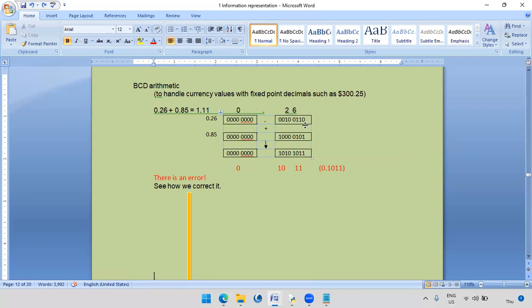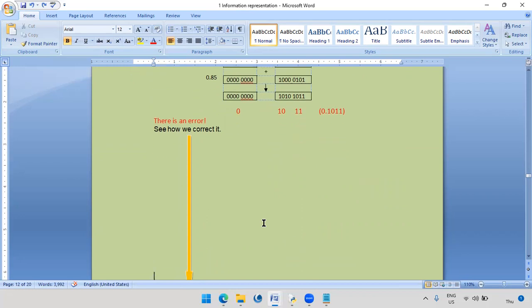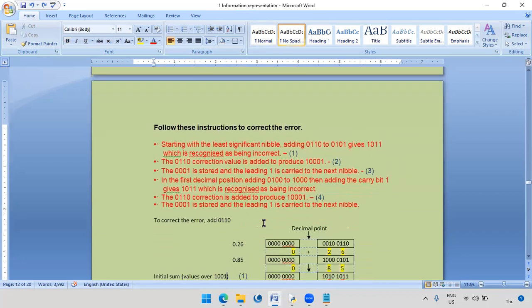And when you add up, what happens? When you add up, you get this. This table, you get 1, 0, and the value in denary, 10. And this is 11. As if it's 0 or dot 1011. But that is wrong. You should get 1.11. And see the correction. How do you do the correction?